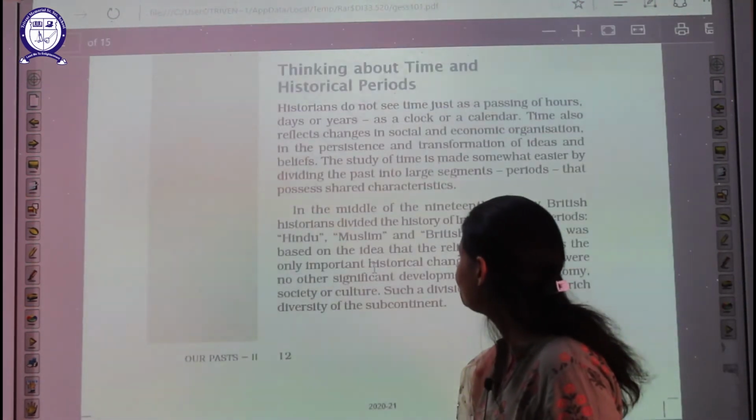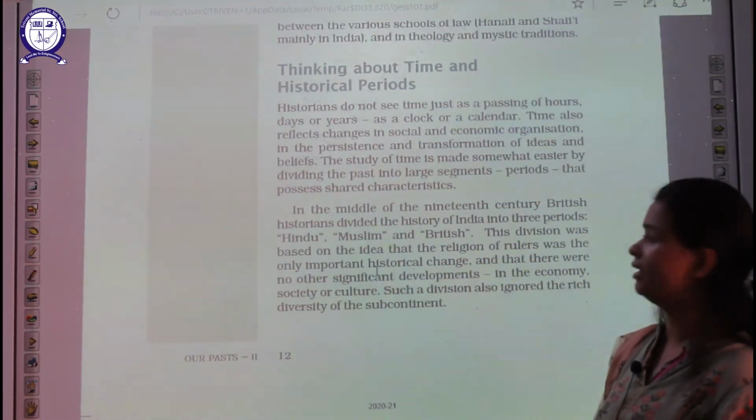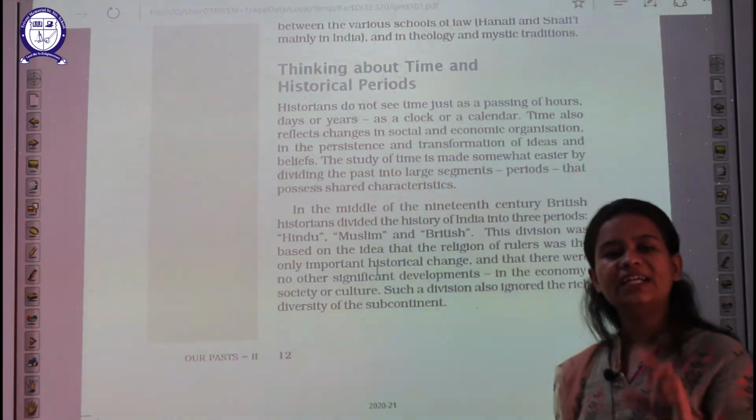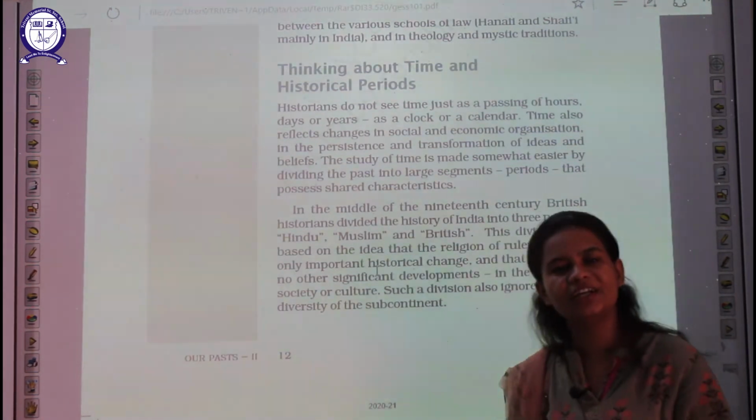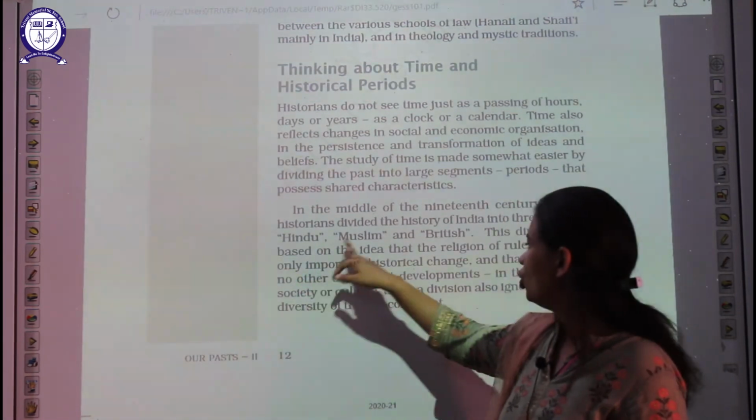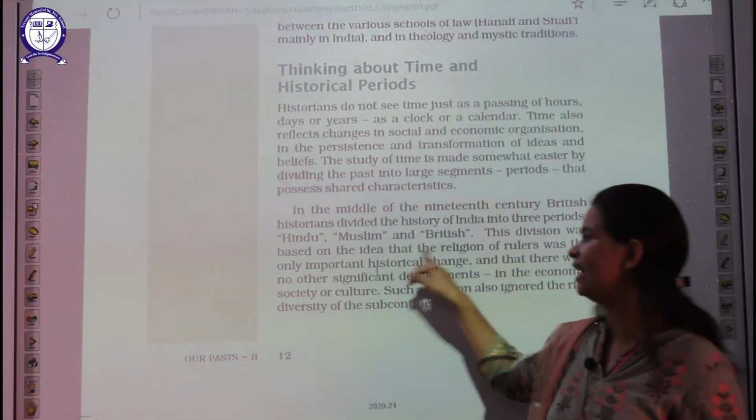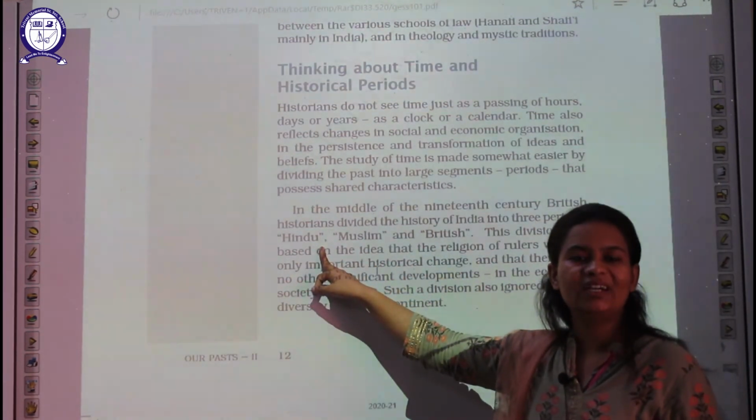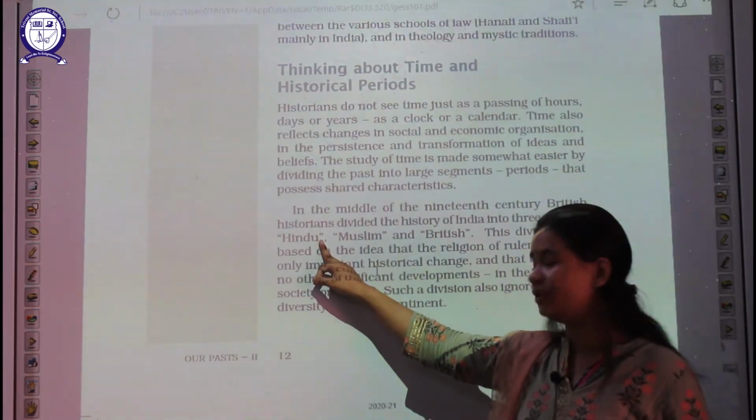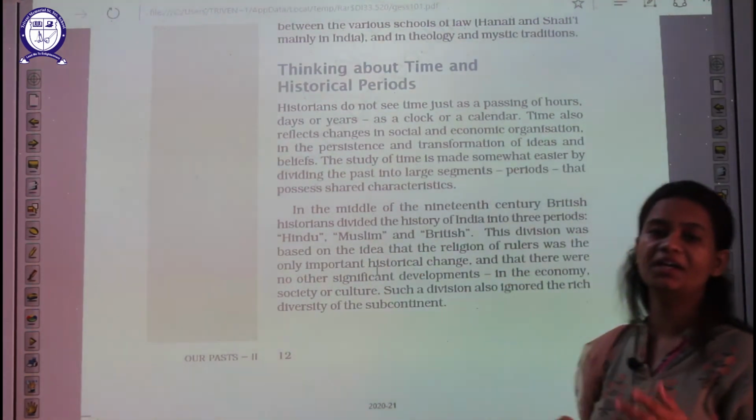Now what is said here? One example is given regarding this periodic characterization. The British classified the time period into three parts: Hindu, Muslim and British. So according to the British, there was the time period of Hindus, meaning all the incidents that happened under Hindus, the time period under Muslims, and the time period under the British.